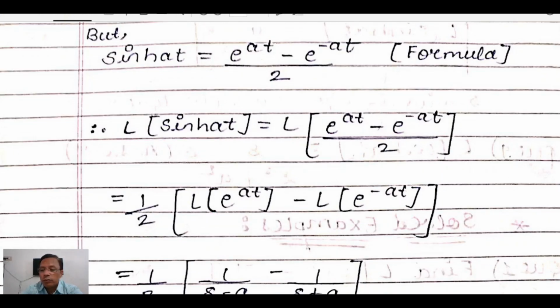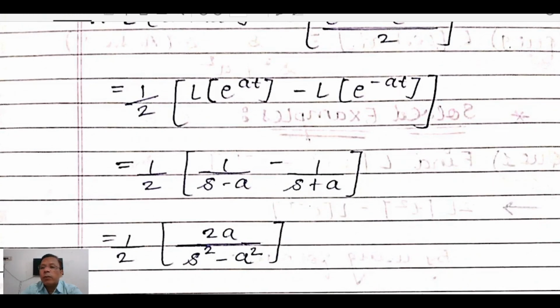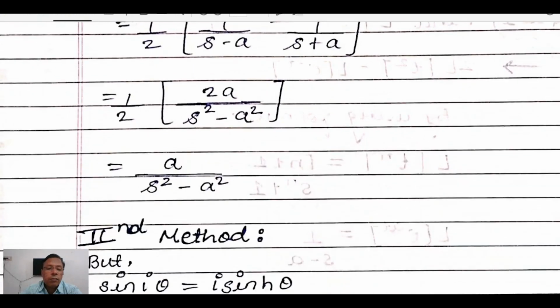So we know that the formula for Laplace of e power a t equal to 1 upon s minus a and Laplace of e power minus a t equal to 1 upon s plus a. On simplifying we have 1 upon 2, 2a upon s square minus a square, and we have finally Laplace of sine hyperbolic a t equal to a upon s square minus a square.